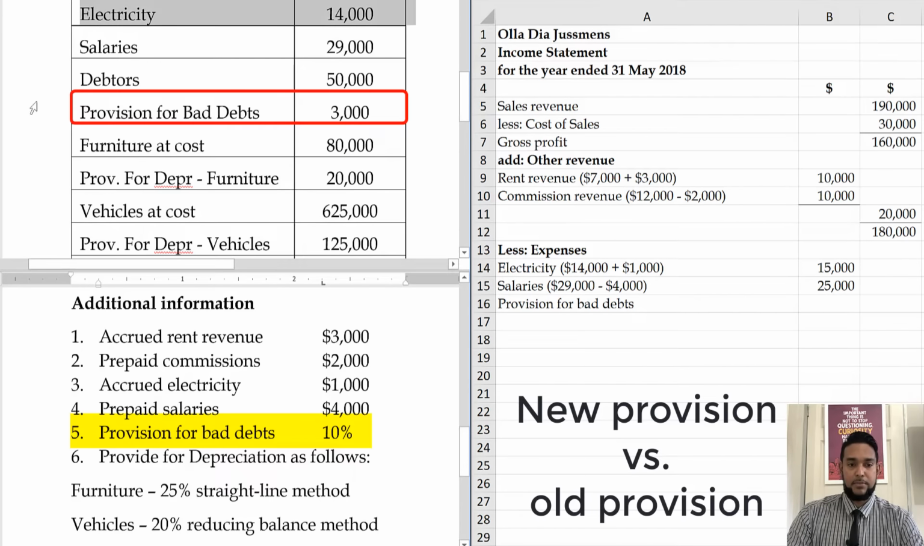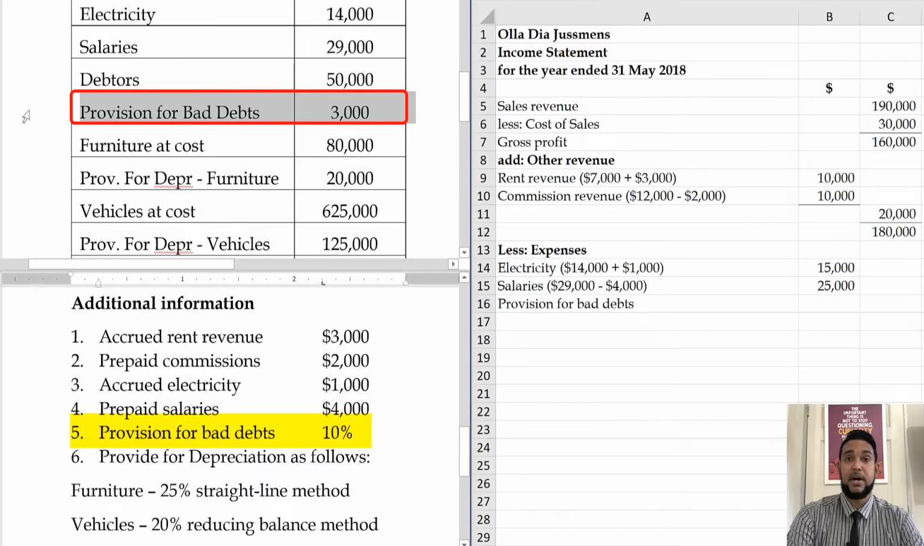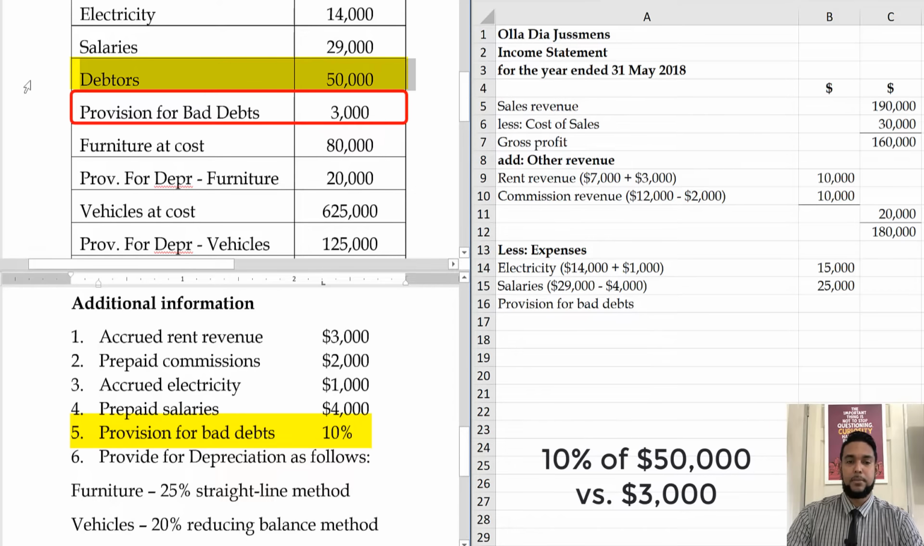In the upper part of the information, you're going to see provision for bad debts 3,000. That's the existing provision. The new provision, where is that going to come from? Once again, check out your additional information section. We have the fifth item down, provision for bad debts 10%. Now, that's 10% of debtors or 10% of receivables. I didn't have enough space to put it there, so forgive me. So we have to find 10% of 50,000 and compare it to the existing provision of 3,000.